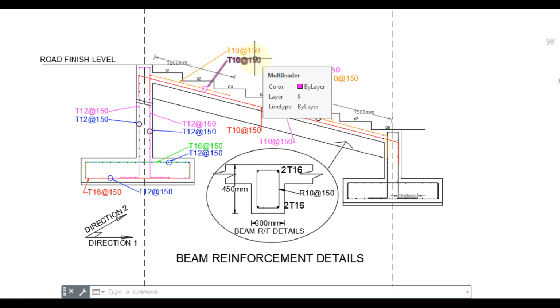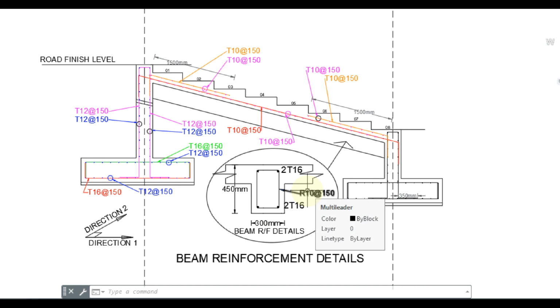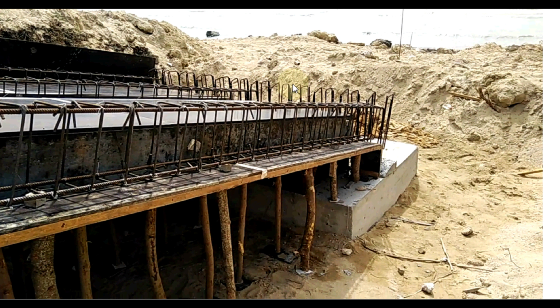Beam reinforcement detail: 2x16 top bar, 2x16 bottom bar. Stirrups are 10 mm mild steel, R10, at spacing 150 mm. This is the beam reinforcement. Bottom bar 2x16, top bar 2x16, 16 mm bar. This is R10, 10 mm mild steel stirrups, spacing center to center 150 mm, nearly 6 inch.